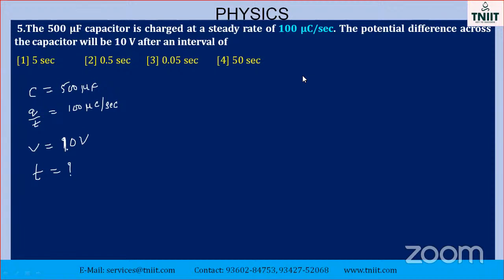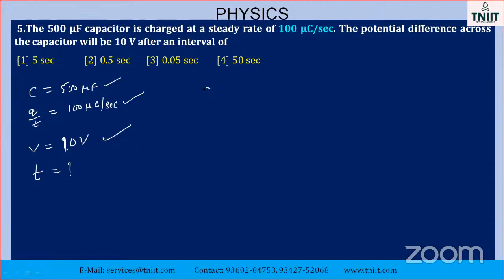So a 500 microfarad capacitor is given. It is flowing at the rate of 100 microcoulomb per second, that is Q by T. Potential difference is given, that is 10 volt. After what interval of time?